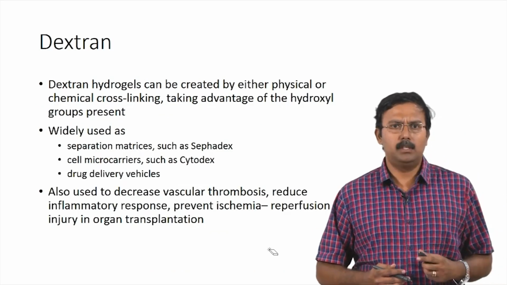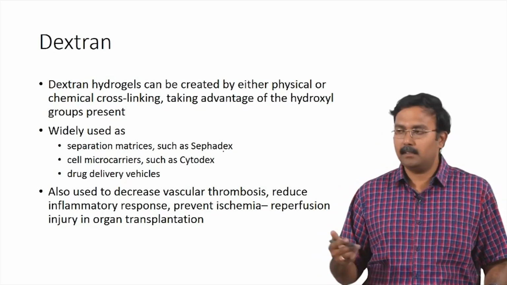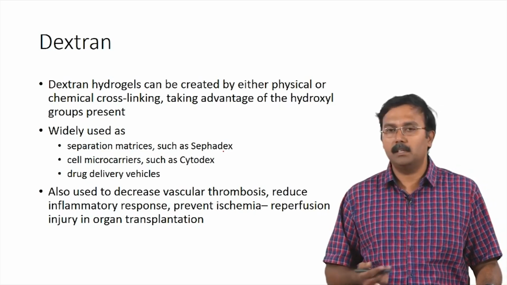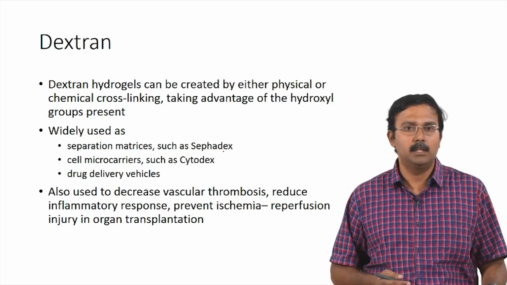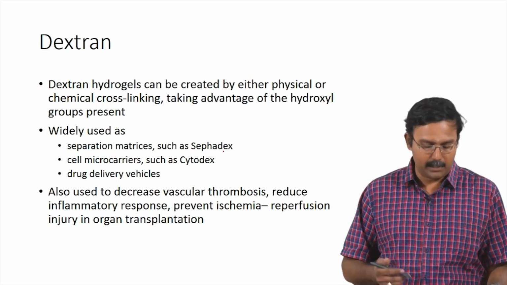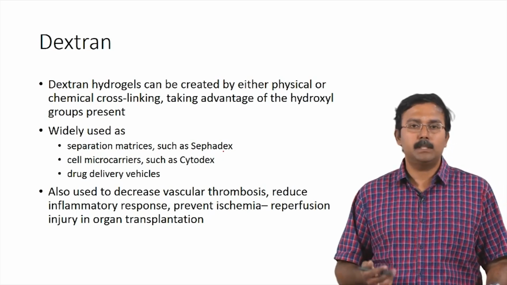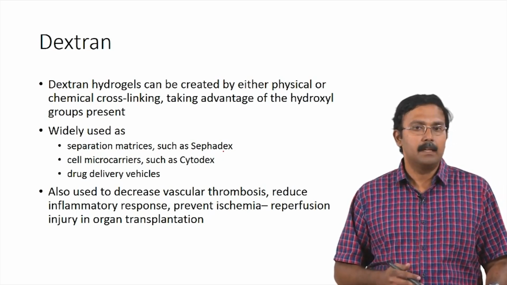Okay. So, these are widely used in separation matrices, which is the Sephadex. Sephadex is one common example where dextran is used. It is also used as cell microcarriers. There is a commercial product called Cytodex that is used for cell delivery. It has also been explored as drug delivery vehicles.